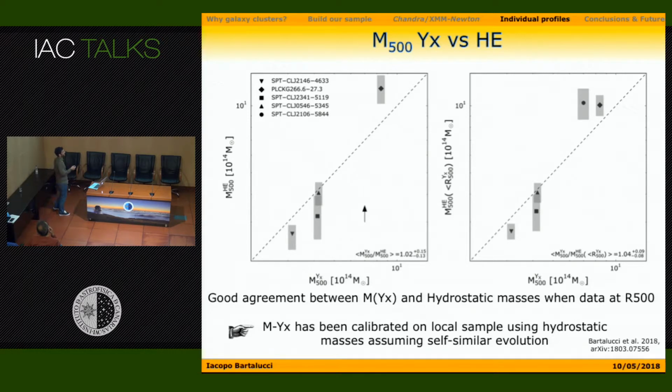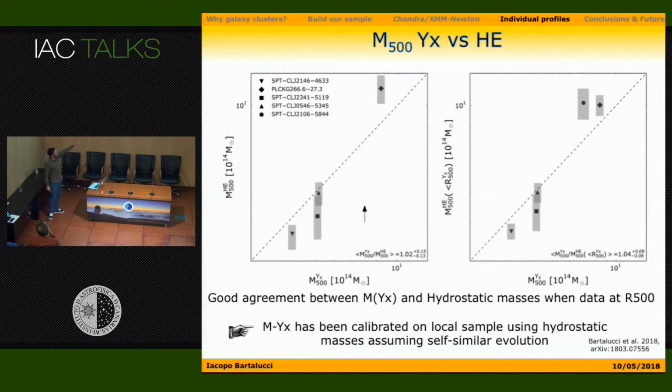this plot suggesting the fact that the M500 REXCESS, so this is being calibrated on REXCESS, which is a sample where they measure the hydrostatic masses assuming hydrostatic equilibrium. So basically they calibrated this proxy on a local sample where they used hydrostatic masses from relaxed objects, so objects which are not undergoing violent mergers. And then we are applying this proxy also to a sample at redshift 1, which is characterized by disturbed objects.